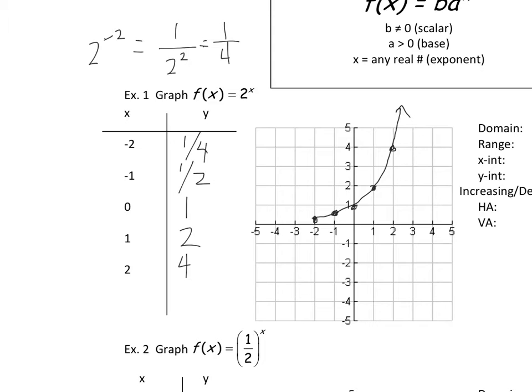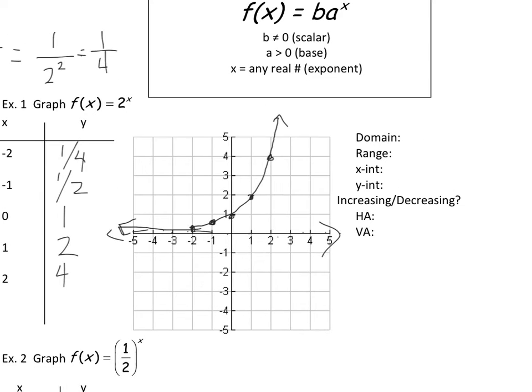If we think about the negative region, that would just be 1/2 to the third, 1/2 to the fourth, 1/2 to the fifth, and so on, which means it's going to get smaller and smaller, but never reach the x-axis, which means we have a horizontal asymptote at the x-axis. Here's our basic model. The key point that we're going to use for our transformations is the coordinate (0, 1).